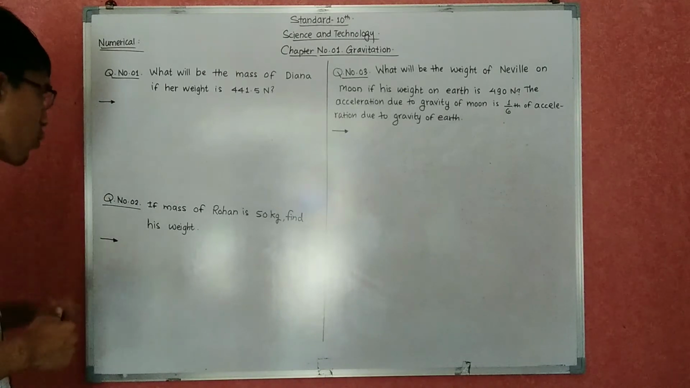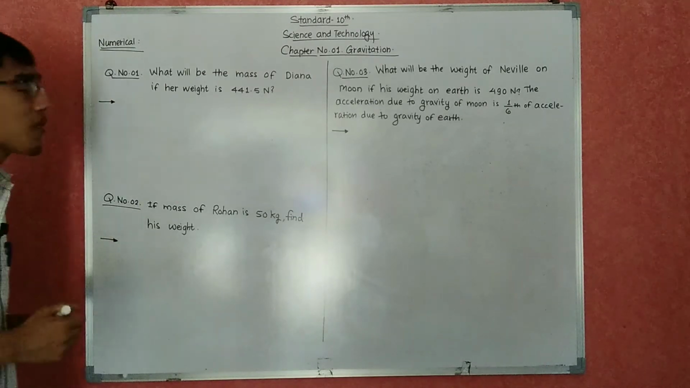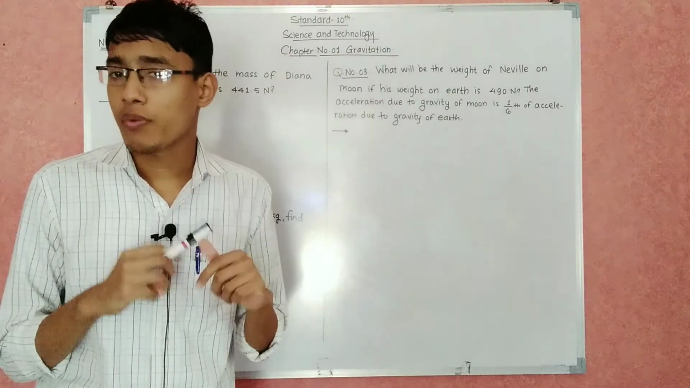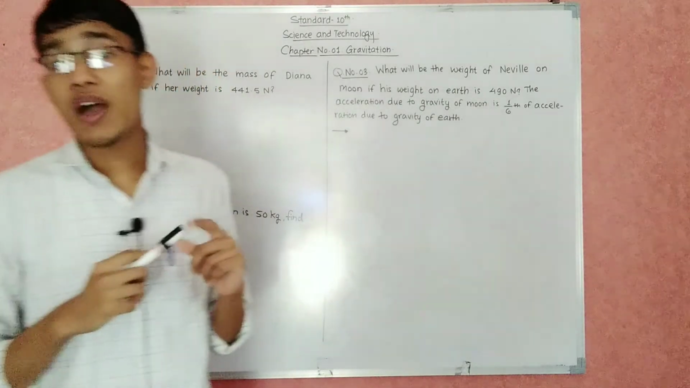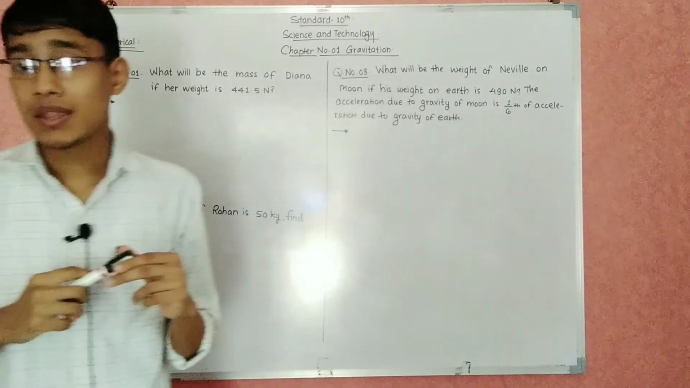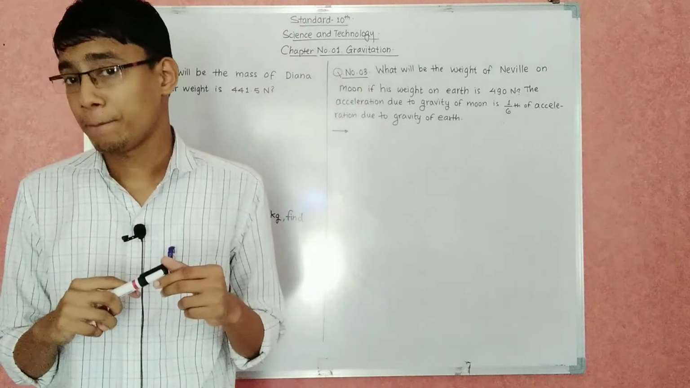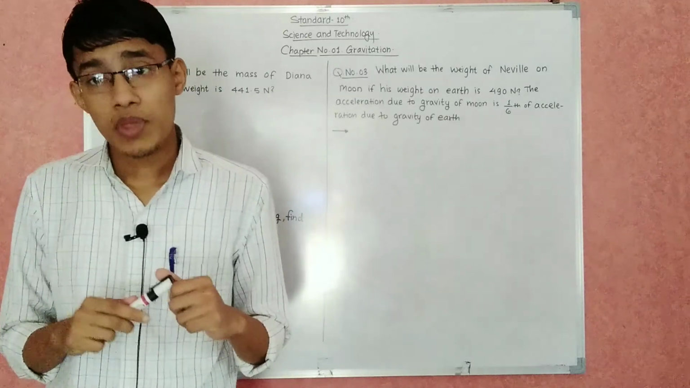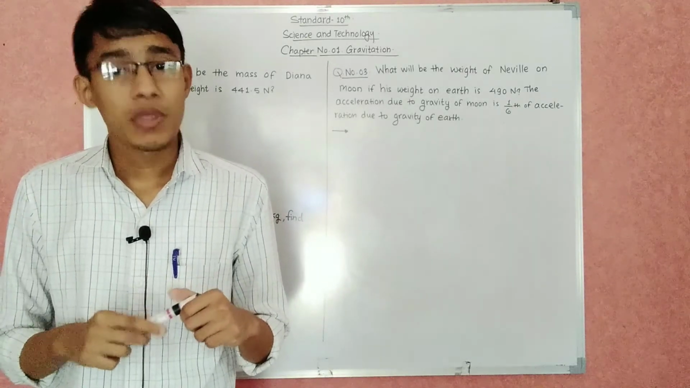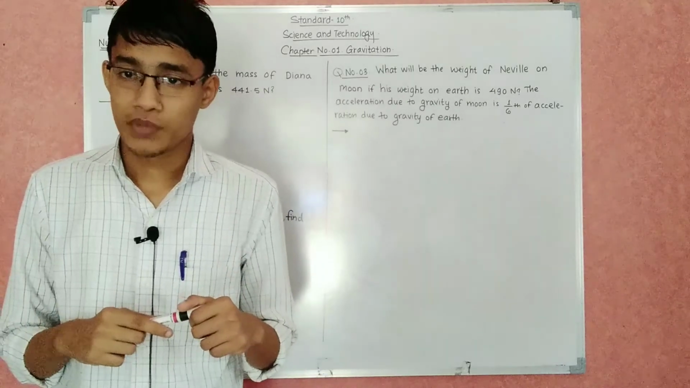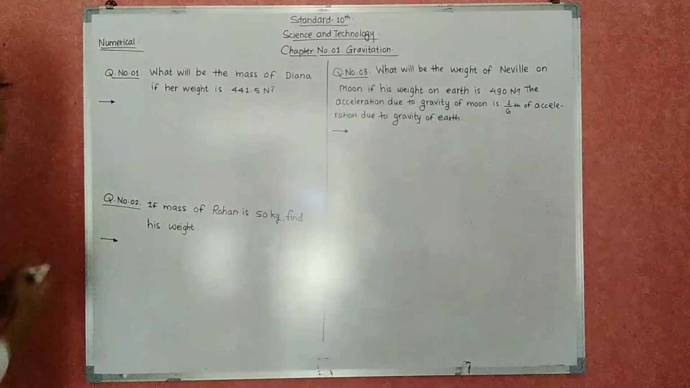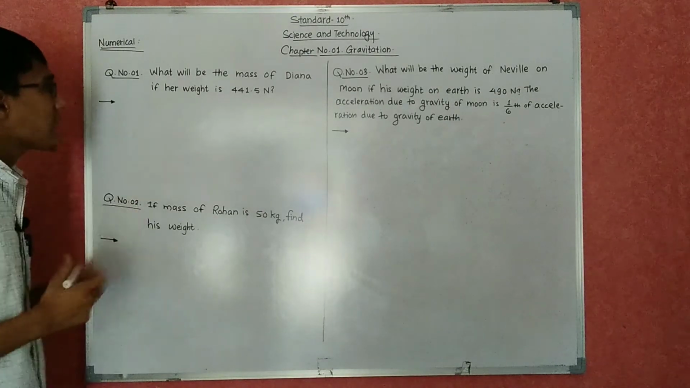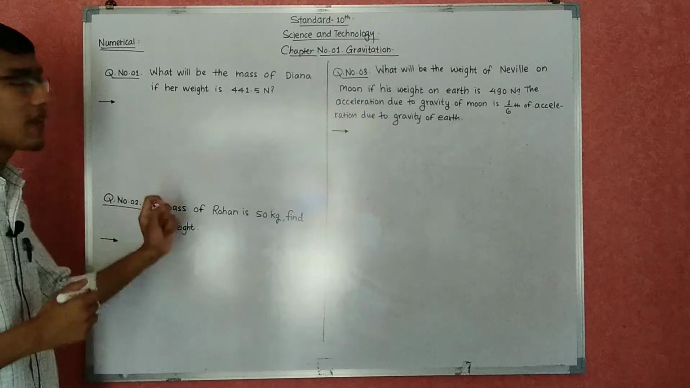Question number one. For solving any numerical, one of the most important things is that you have to read the question properly first. You have to identify the given terms properly, and then you must know what you have to find. After knowing all this from the question itself, if you know the formula properly, you are going to get the correct answer. So what is the question? What will be the mass of Diana if her weight is 441.5 Newton?